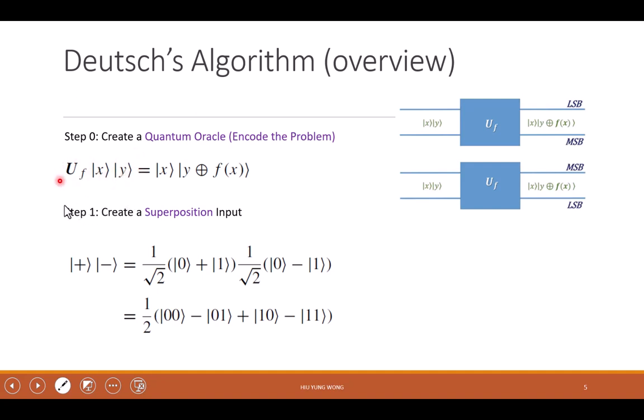This oracle, look at this, is U_f of x, a quantum gate. How do we define a quantum gate? Do you remember the sentence I keep repeating? How do you define a NOT gate?